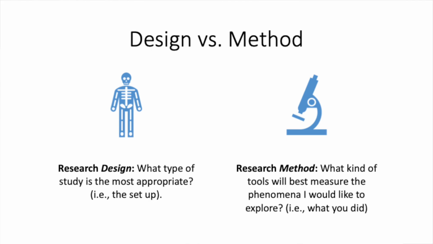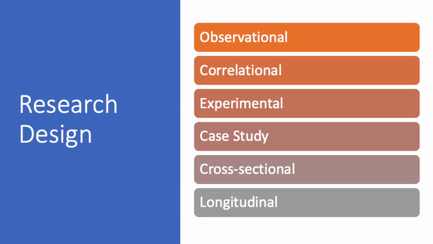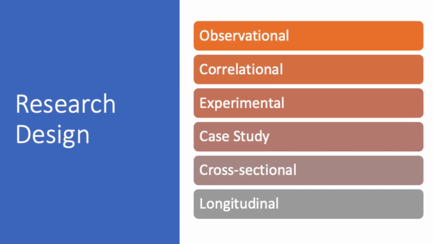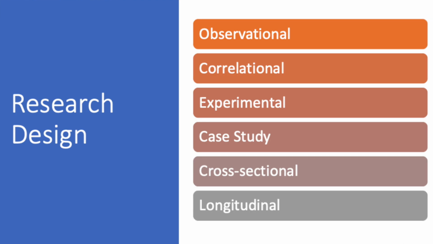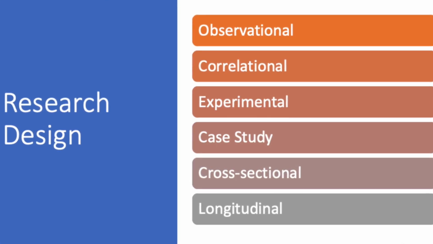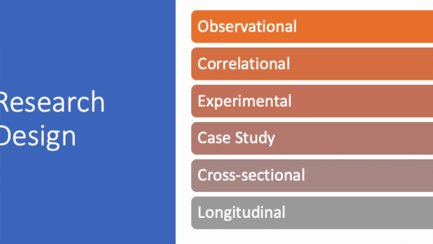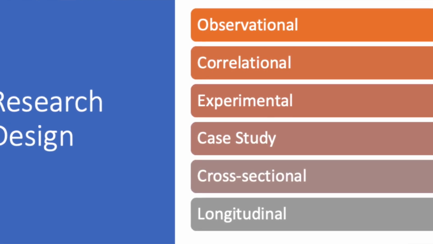So the design is kind of the setup of the study, and the method kind of includes what you did in your study. So first, we're going to look at research design. Research design includes things like observational studies, correlational studies, experimental studies, case studies, cross-sectional studies, and longitudinal studies. So these seem to be the main designs that researchers in child development use in order to explore their questions.